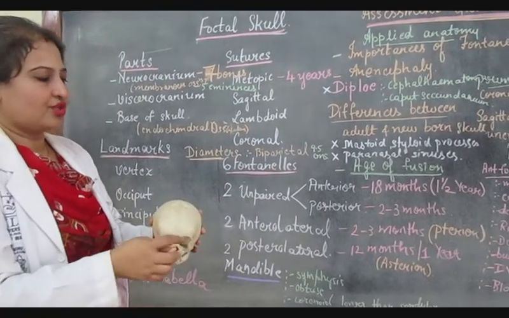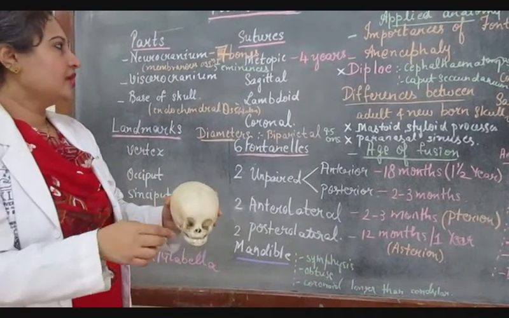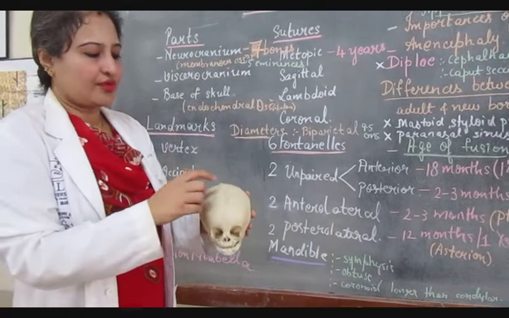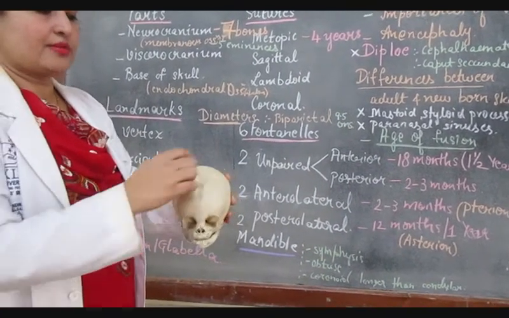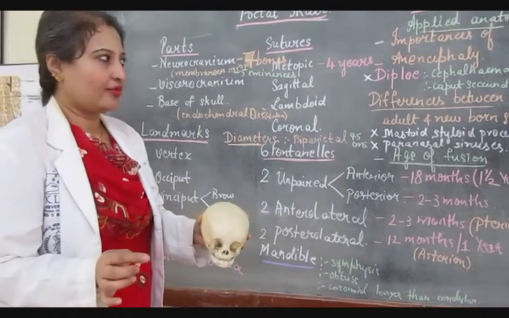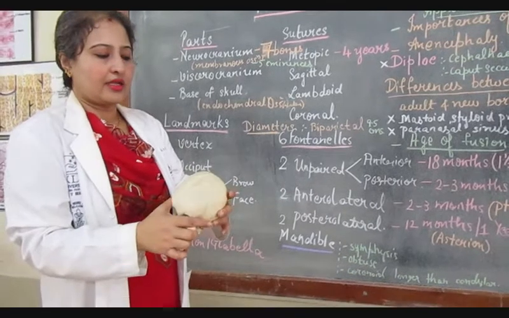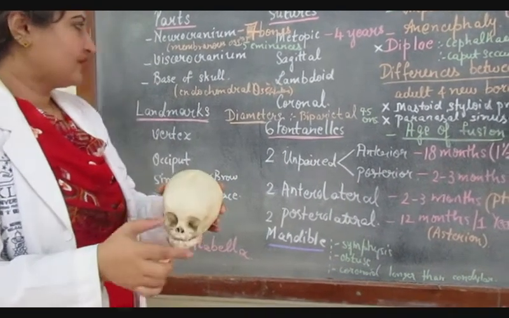This is the metopic suture. It disappears by 4 years of age. The sagittal suture and the coronal suture. If there is premature closure of the sagittal suture, it leads to scaphocephaly. If there is premature closure of the coronal suture, it leads to a towering type of head that is called brachycephaly. And an uneven or flattened skull is called plagiocephaly.